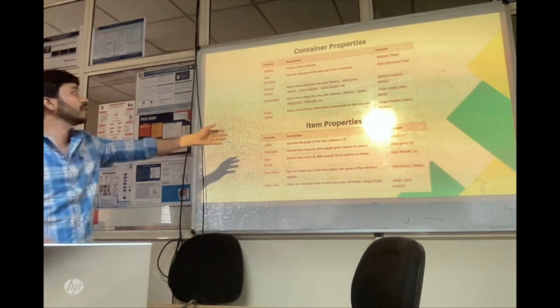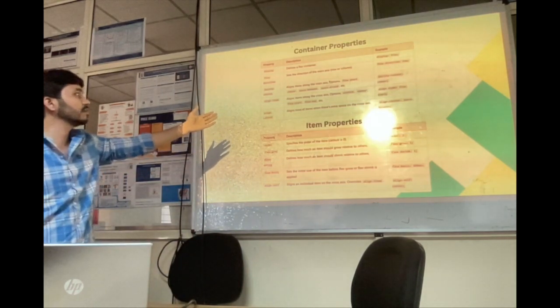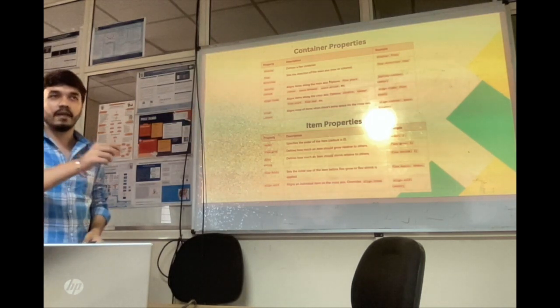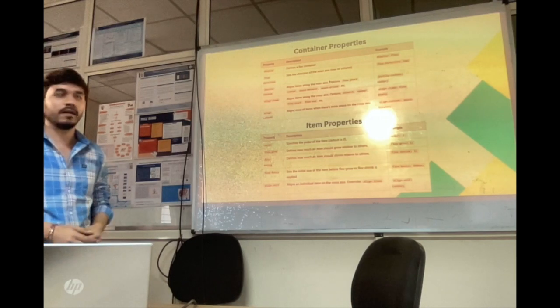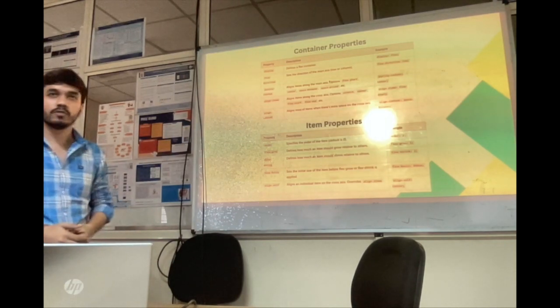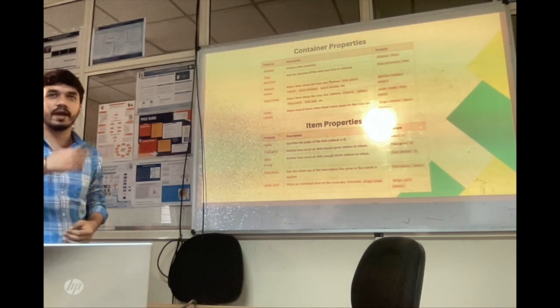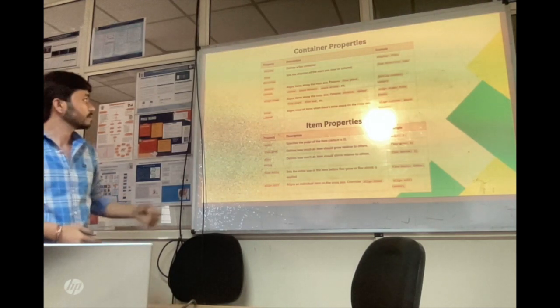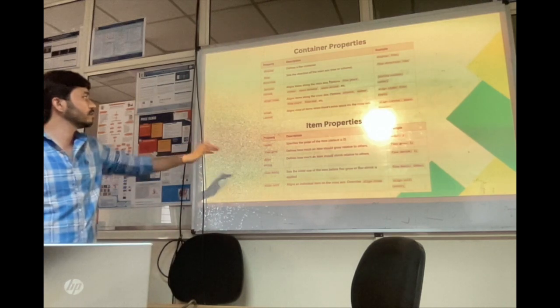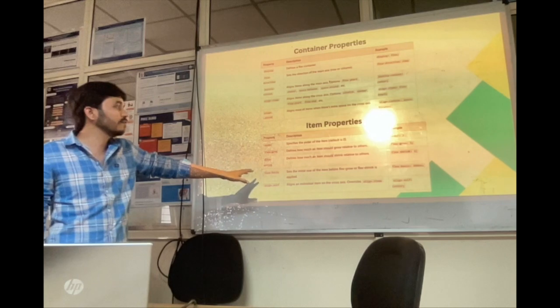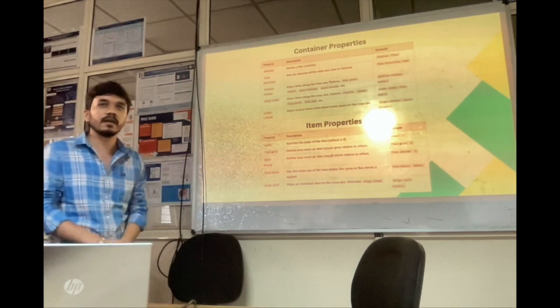Basically the container properties are display, flex direction, and justify content. Justify content is used to align our items on the main axis, and align items is used to adjust our contents on the y-axis, that is the cross axis. And align content. Then the item properties are basically for the items which are contained in that container.